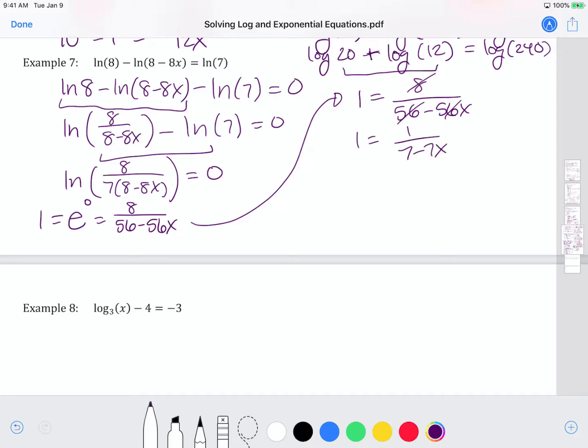And then I can cross multiply. So I have 7 minus 7x is equal to 1. Subtract 7 from both sides. So that gives me x is 6/7. When you plug it back in, you'll find that 6/7 works. So I would just plug in 6/7 in for x everywhere. And you'll find that that works.